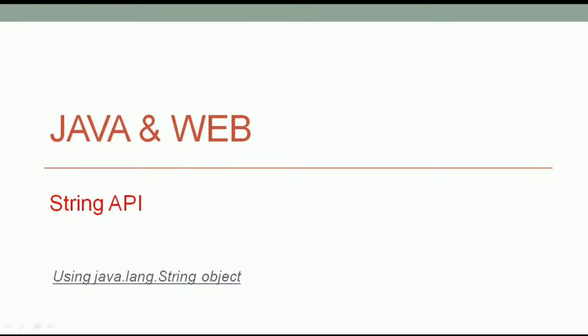In the previous video of this session, we already have used the string literals in Java. Now we are all set to create objects of type string present in the package java.lang. Namaste everyone, I am Gyan and you are watching session 18 of Java and Web, String API in Java.